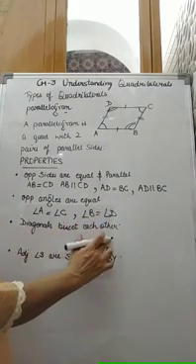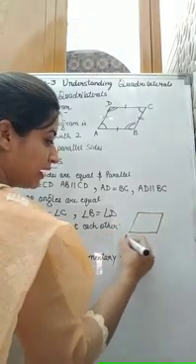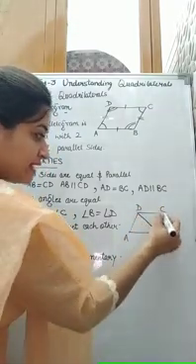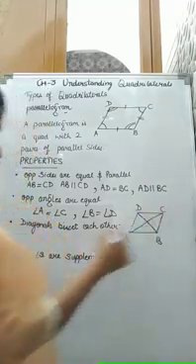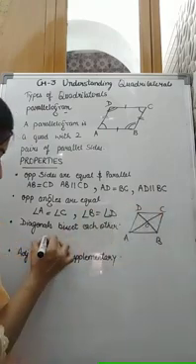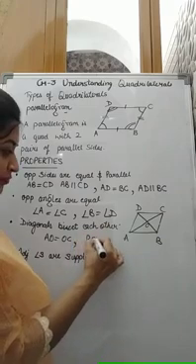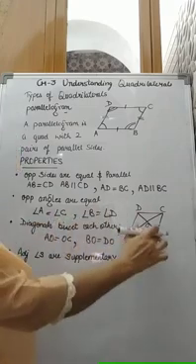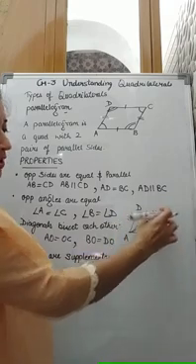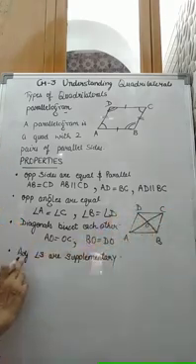Diagonals bisect each other. Like this, ABCD is a parallelogram. I have drawn the figure again. In this figure, diagonals AC and BD bisect each other. That means you can say that AO is equal to OC and BO is equal to DO. Because diagonals are bisecting each other, that means they are dividing each other into two equal parts. So I have written OA is equal to OC and OB is equal to OD.